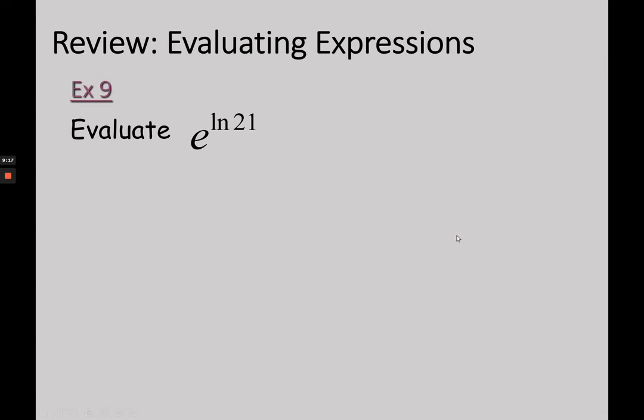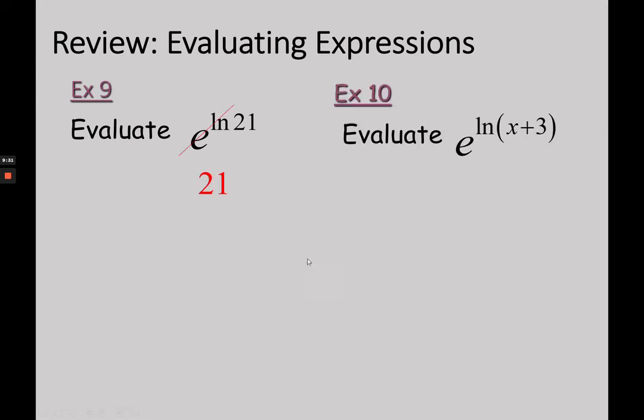Okay. Now, we are not yet on solving. Let's now evaluate. So, how do you evaluate this expression? E raised to ln of 21, we cancel. Answer is 21. Evaluate e raised to ln of x plus 3. It does not matter. You can cancel it. The value of the expression is x plus 3.